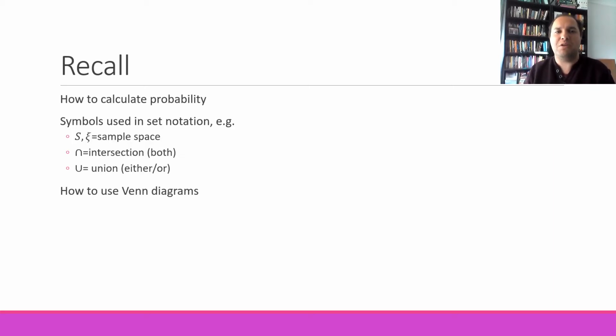Alright, so some things to recall, how to calculate probability, using our rules that we've been looking at previously. Things we also have to remember would be some of our symbols used in set notation. So for example, using S or psi for our sample space, and then our symbols for intersection. Intersection means it's in both of our events. Our union, which means it's in either or of our events, and then also how to use Venn diagrams. We're going to use that to help us generate our addition rule for probability.